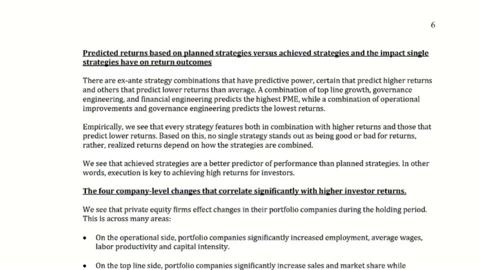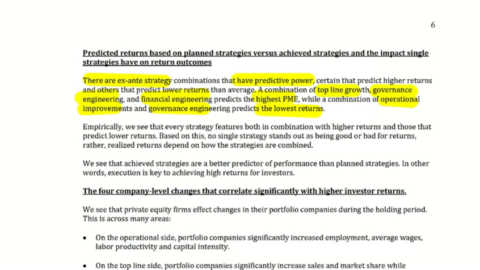Predicted returns based on planned strategies versus achieved strategies. There are ex-ante strategies, ex-ante meaning looking forward, that do in fact have predictive power. Certain of them predict higher returns, and you can even have certain strategies that, when you look forward, show you that lower returns will be earned. Look at some of the strategies here, guys: a combination of top line growth, governance engineering, and financial engineering predicts the highest PMEs, while a combination of operational improvements and governance predicts lower returns.